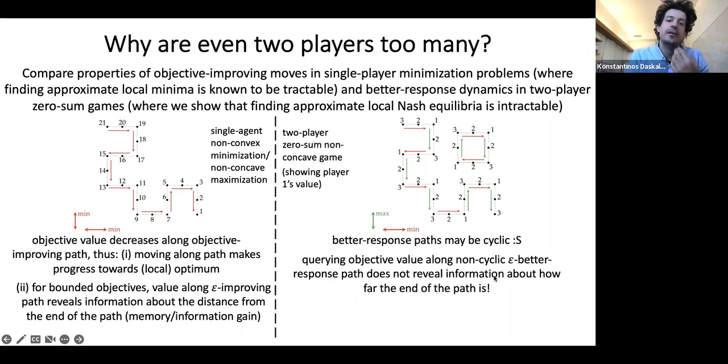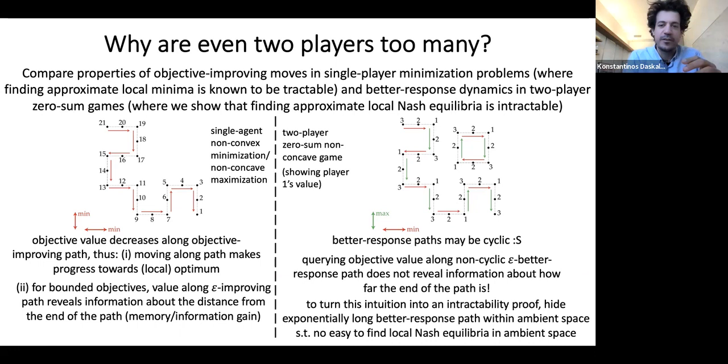So intuitively, to build a bad example, which you cannot do in the convex-concave case, you cannot do it in concave games, but in a non-concave game, what you would like to do is hide such a very long path which reshuffles values, like a space-filling kind of path, such that if the algorithm asks queries about the objective or its gradient along the path, it does not get a lot of information about where the local Nashes are. So this intuition basically captures what's going on.